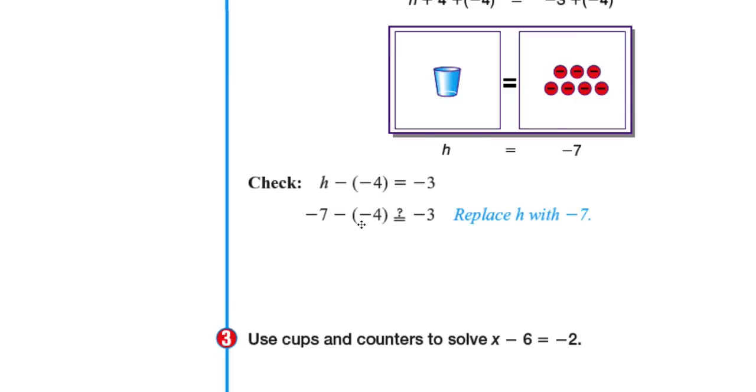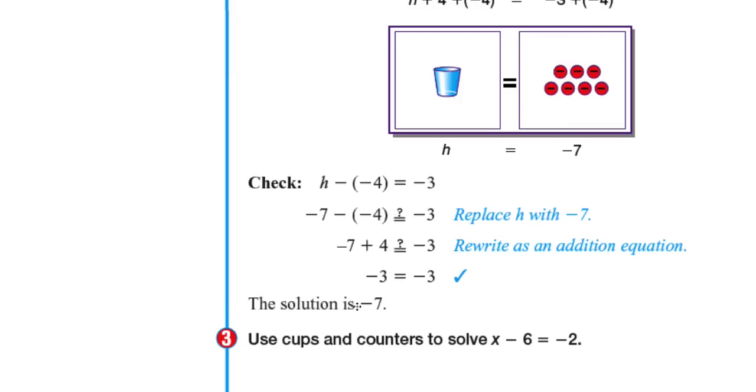So negative 7 minus negative 4 is equal to negative 3. Make it into an addition statement. This becomes negative 7 plus 4. Is it equal to negative 3? And indeed it is. So we've checked our solution to be correct at negative 7.